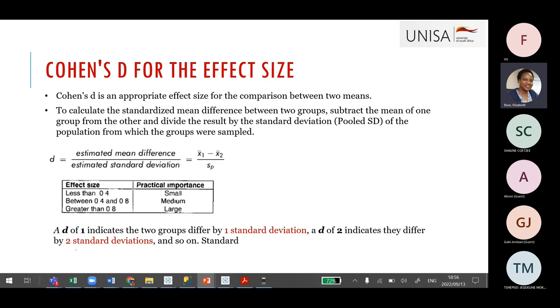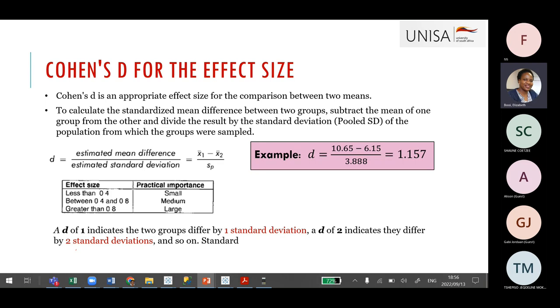So let's look at an example. If you calculated Cohen's d and the answer is 1.15, and they ask you how you interpret this, you will say it shows the large practical importance of the difference between the two means. That's all that you will say, because it is greater than 0.8.